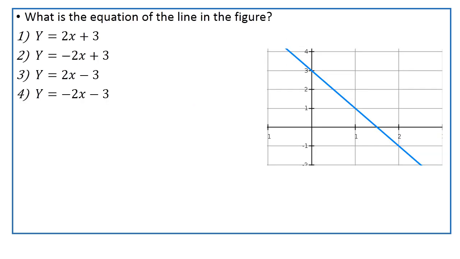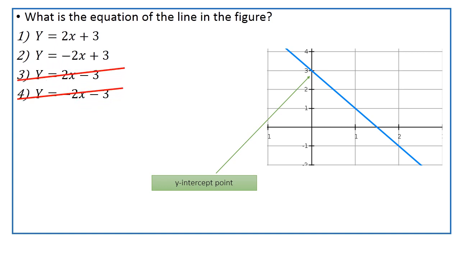If it asks you in the test, what is the equation of the line in the figure, and gives you 4 choices, the first way to answer this problem is to look at the y-intercept point, which is equal to 3. Then we are going to eliminate the third answer and the fourth one.